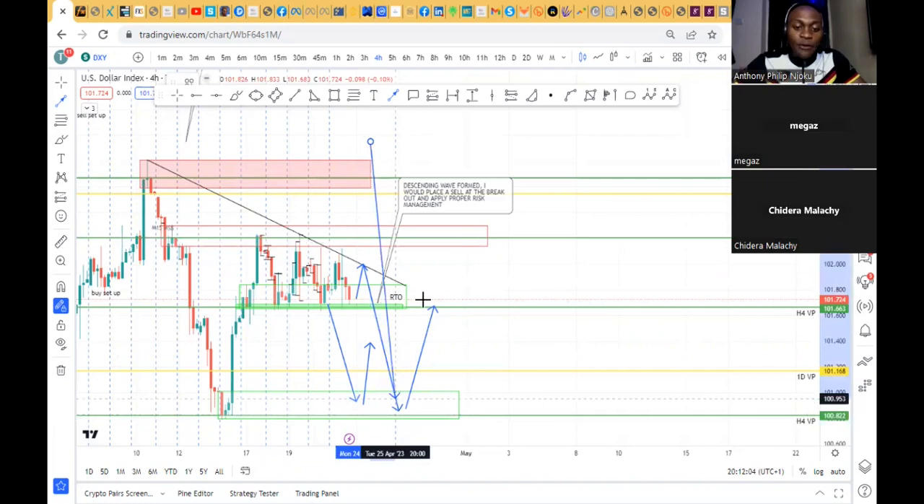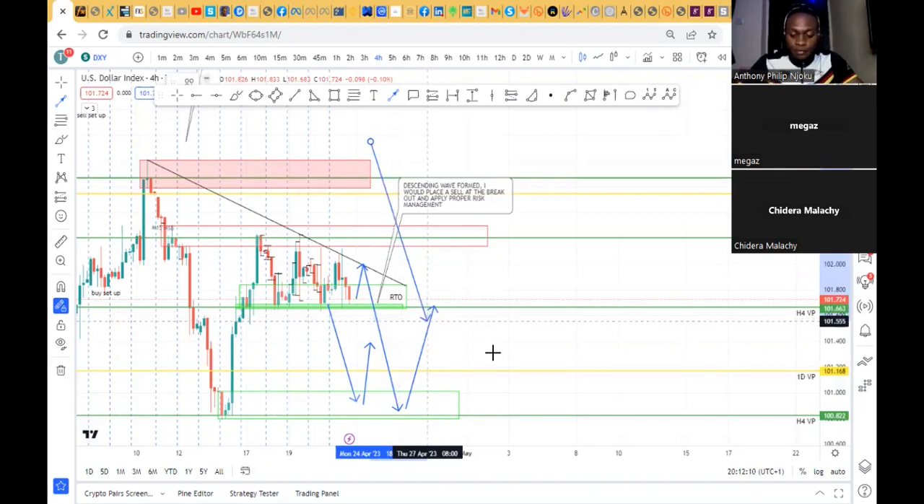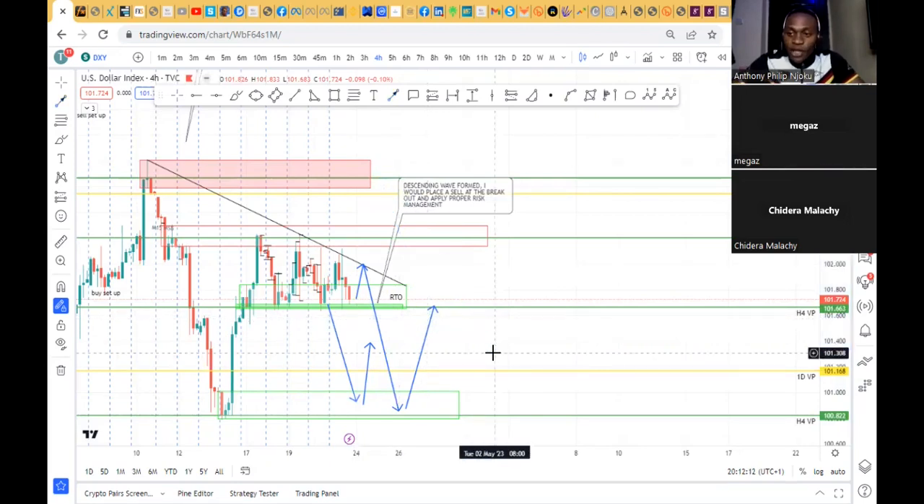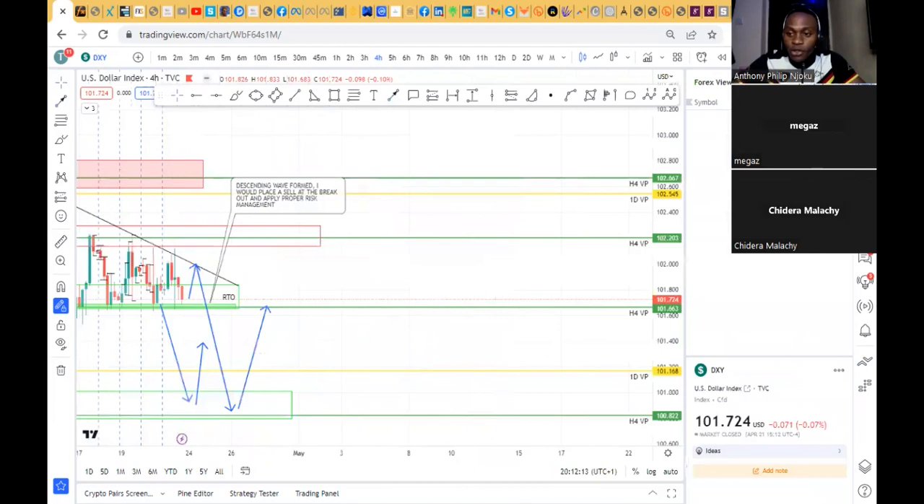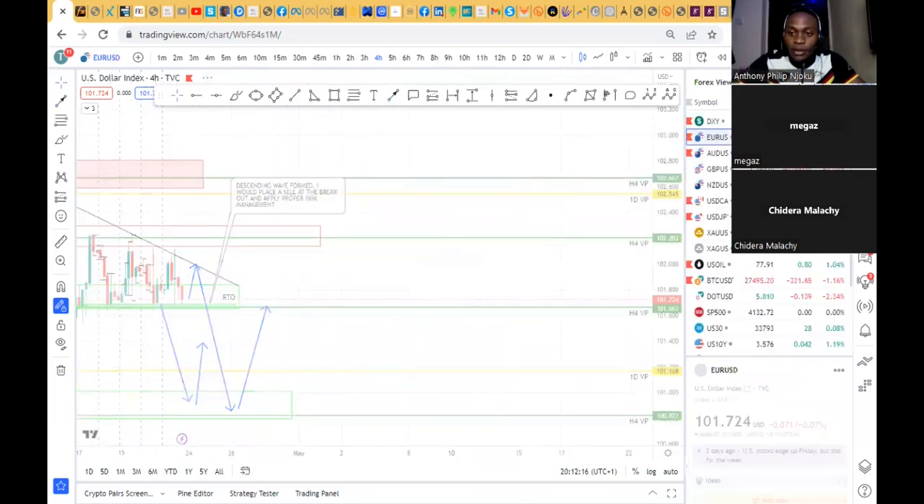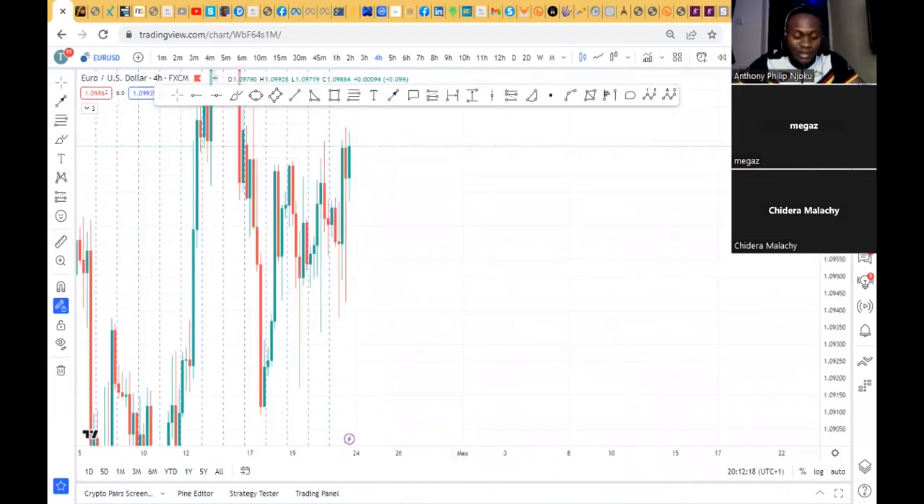When we get here, we'll be looking for a reversal at this point, or a correction. So that's for DXY, the strength of dollar. We go to the next pair, Euro USD. That's our major pair.